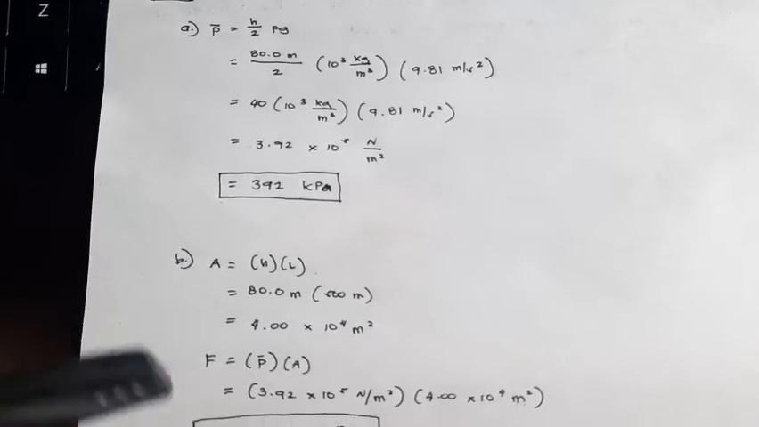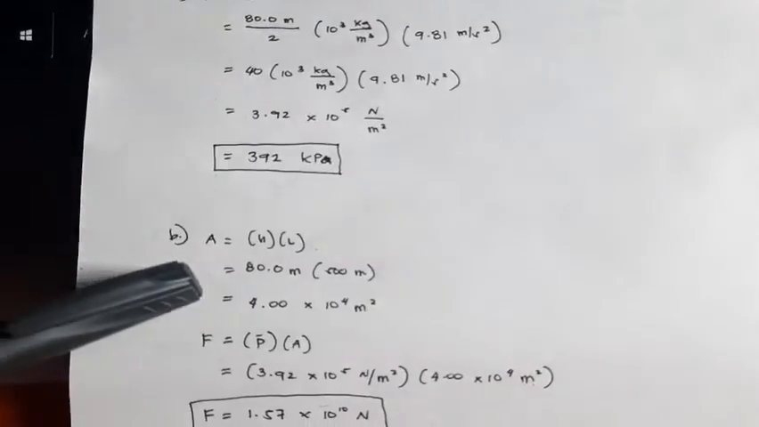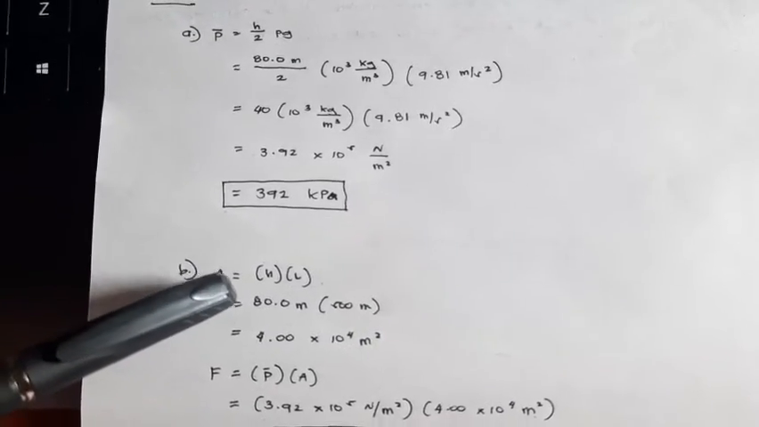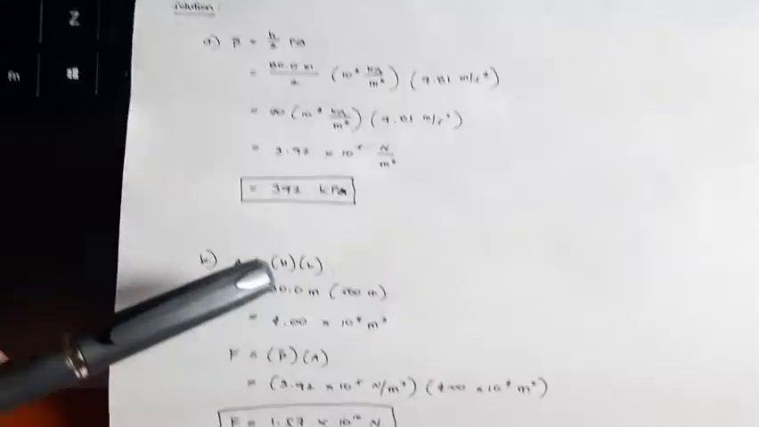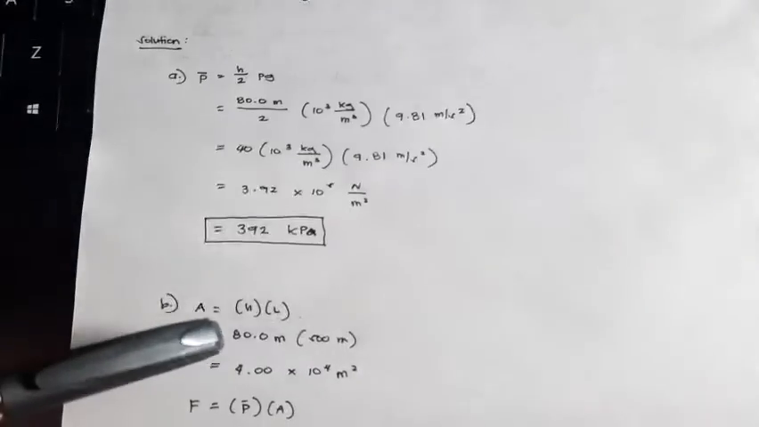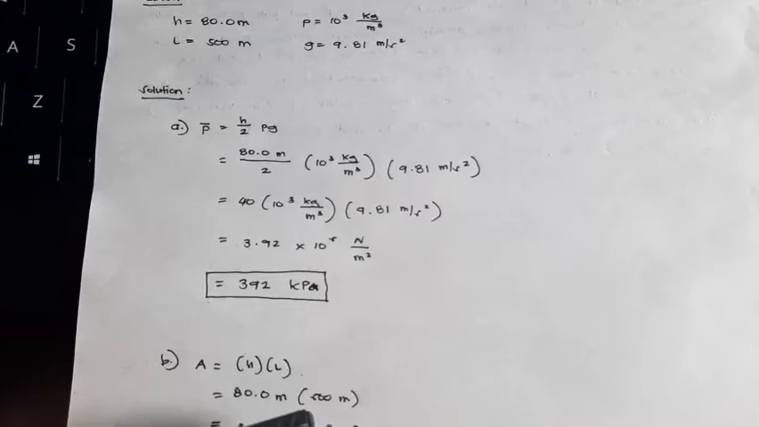So dire pangitaon nato ang cross-sectional area. So, cross-sectional area is equals to height times length. So, since given naman atong height and atong length, so kana siya 80. So, i-substitute lang, 80.0 meter times 500 meter.